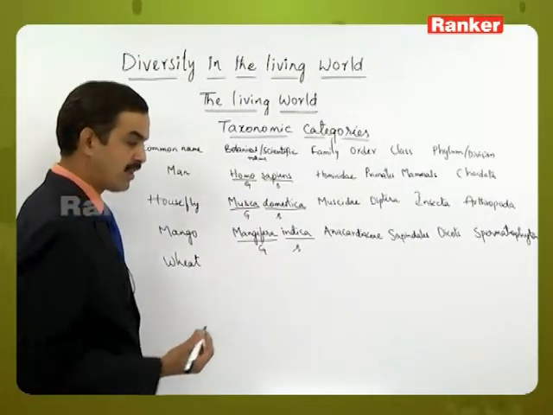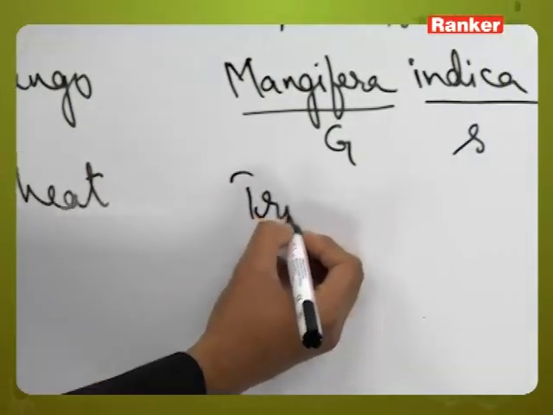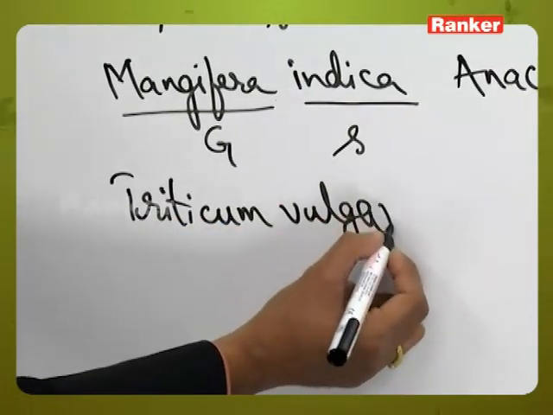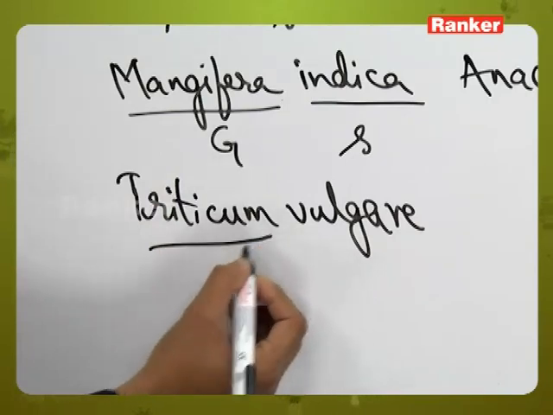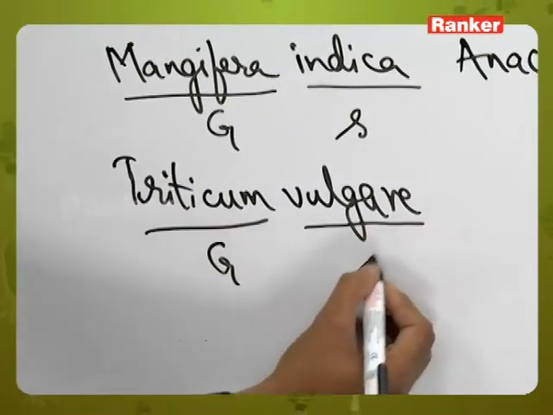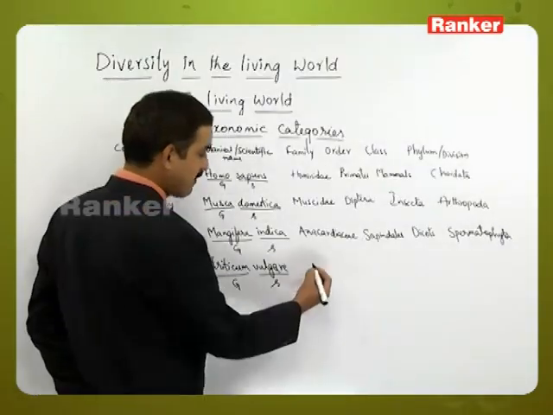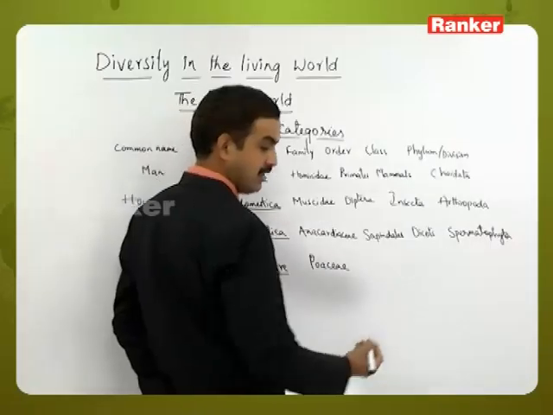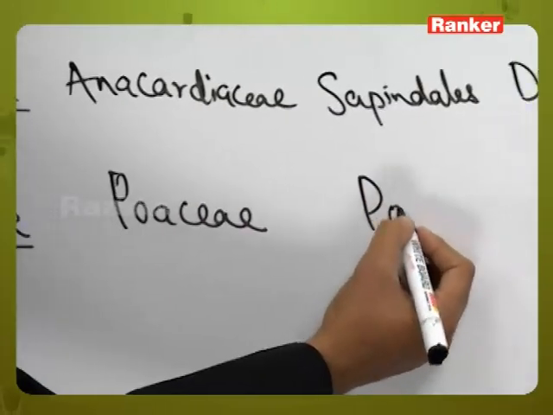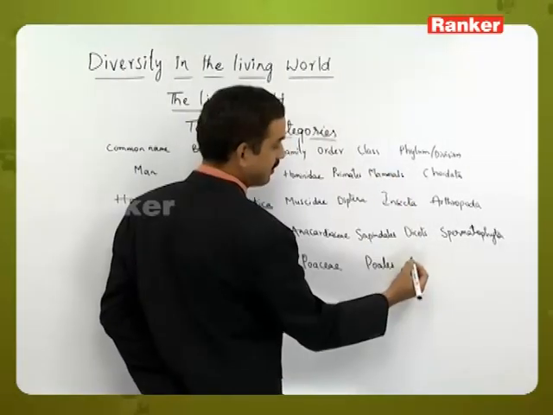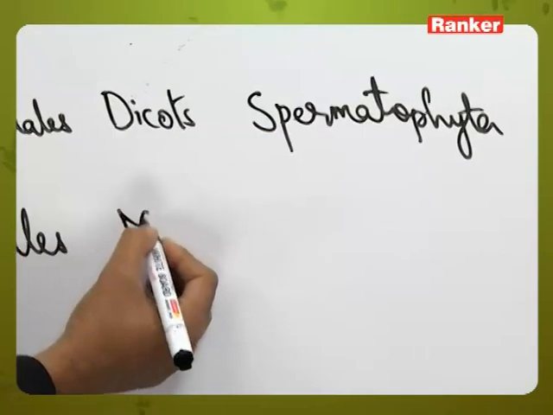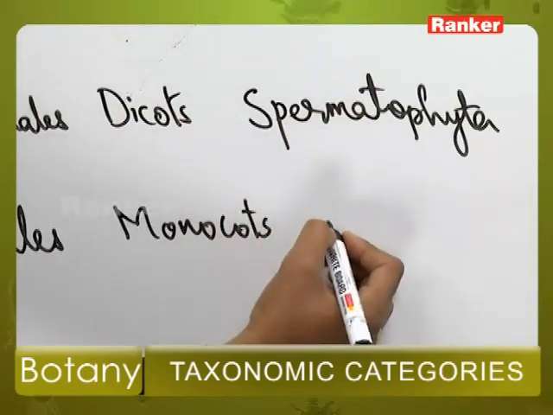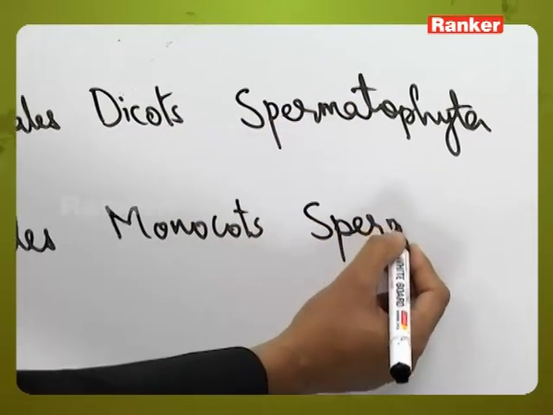The next example of plants is wheat. The scientific name of wheat is Triticum vulgare. In this, Triticum is the genus and vulgare is the species, and it belongs to the family Poaceae, and order Poales. The class we call Monocotyledonae, or we can write it as monocots, and the division is Spermatophyta.